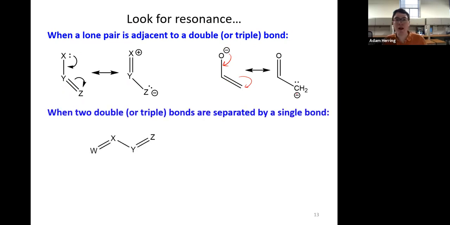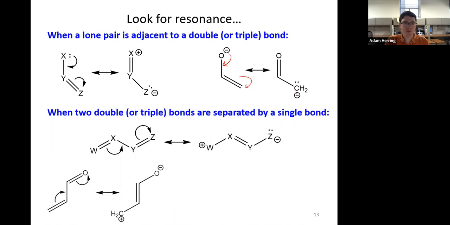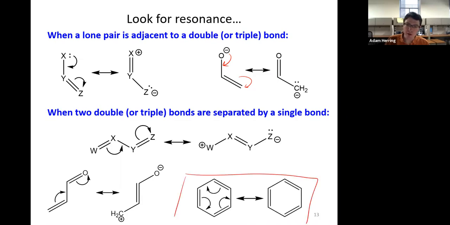We can also have resonance when we have multiple double or triple bonds separated by a single bond. The electrons could be shown to move around in the following manner. And here are some examples of that. The most important one that you need to be able to recognize at this point is for something like benzene.